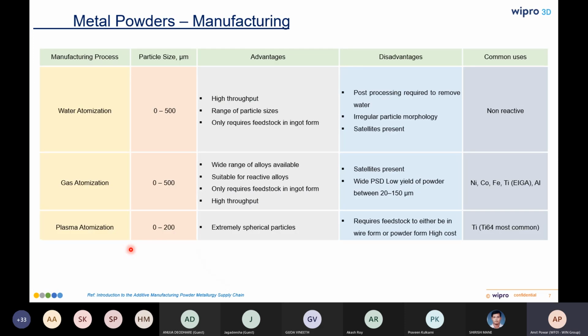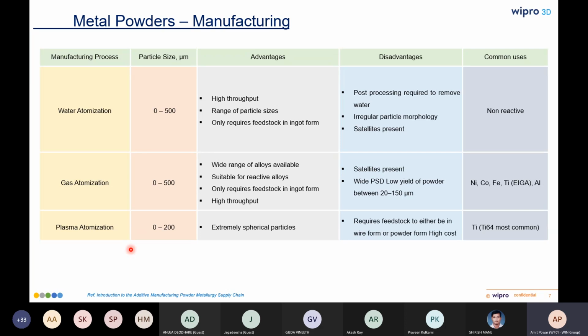So why these different atomization processes? Basically there are three atomization processes I spoke about: water atomization, gas atomization, and plasma atomization. Each process has some advantages and some disadvantages. So on the basis of that, we can choose the powder through which we process the part we want to manufacture.